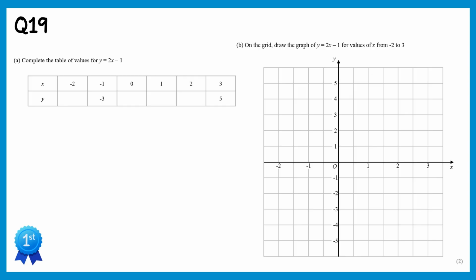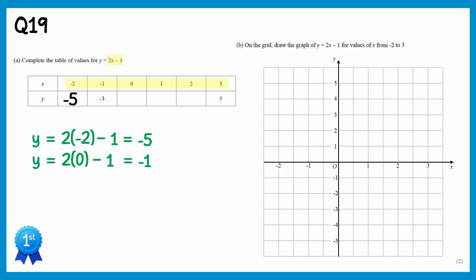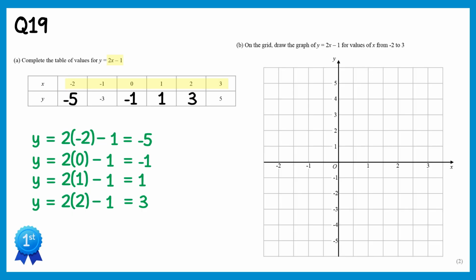To complete this table, we're going to write 2x minus 1 out, but substitute x for each of the x values in the table. So we'll start with 2 times negative 2 take away 1, which gives you negative 5, so we'll add that to the table. They've already done negative 1 for us, so we'll move on to 0, so it's 2 times 0 take away 1, which gets you negative 1, so add that to the table. 2 times 1 take away 1 gets you 1, and 2 times 2 take away 1 gets you 3, and they've done 3 for us.